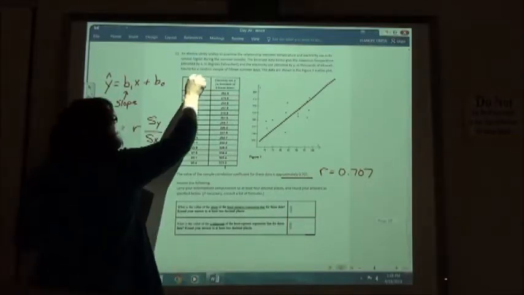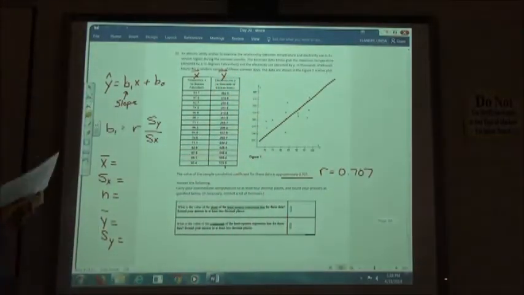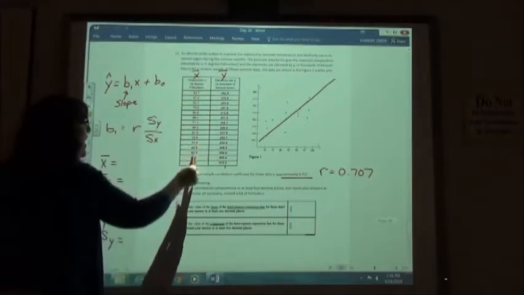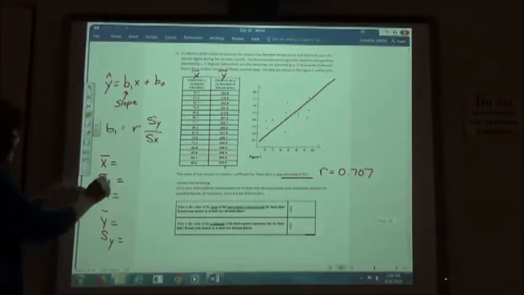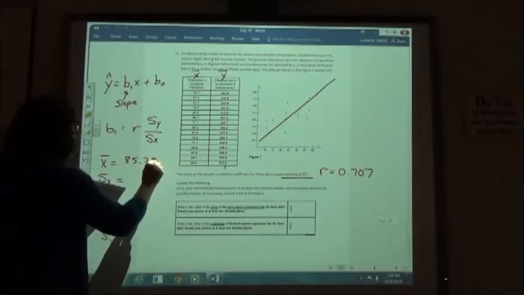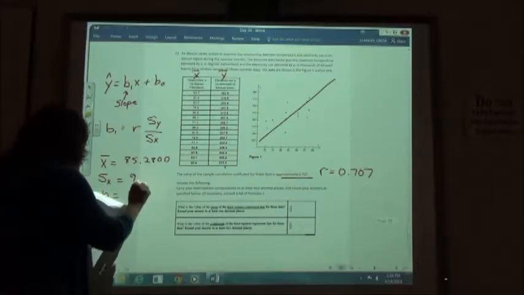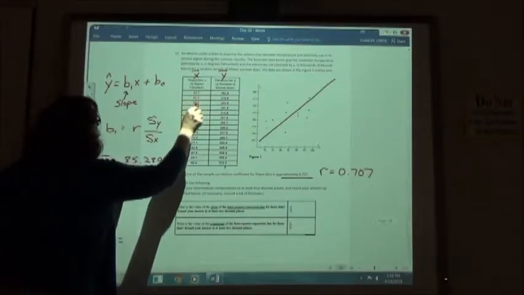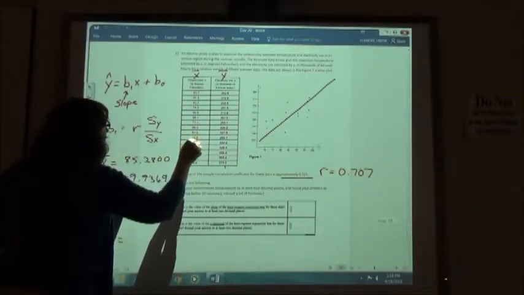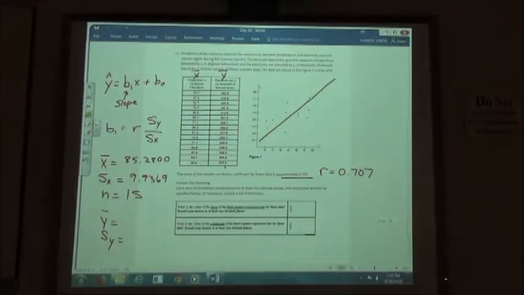So again, I'm going to have my list 1, which I'm going to call my X bar for my mean, my list 2, my Y column for my mean. Separately, I put in my data for list 1 and calculated the statistics on that list. My mean was 85.2800, going to 4 decimal places. My standard deviation, 9.9369. If I count here, I have 15 numbers on my list, so N is 15.